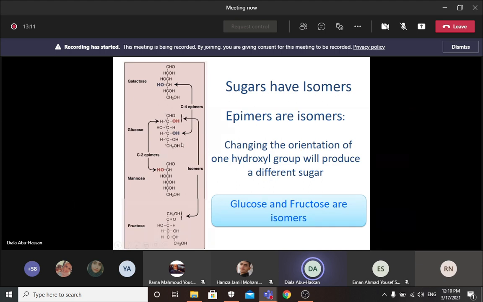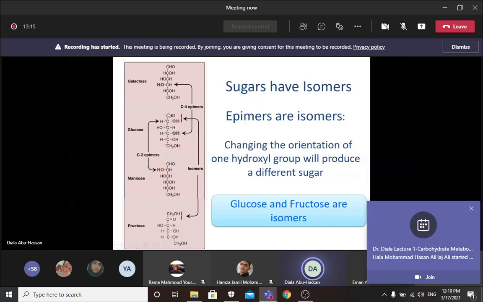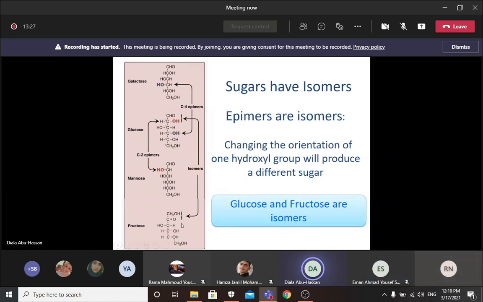But if we change the position of the carbonyl carbon, instead of being on the first carbon, becoming on the second carbon, this creates fructose. So these are isomers, but they're not epimers, okay? This is a type of stereoisomerism, but it's not epimer, as we've seen in mannose and galactose in relation to glucose.